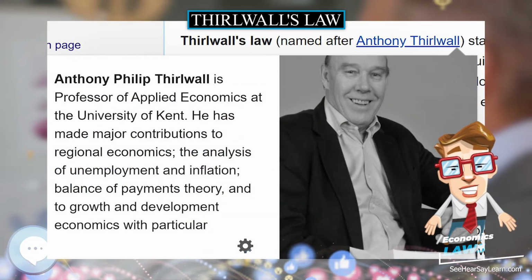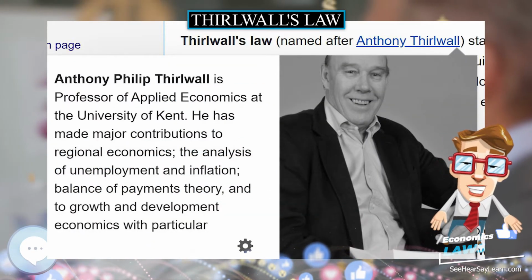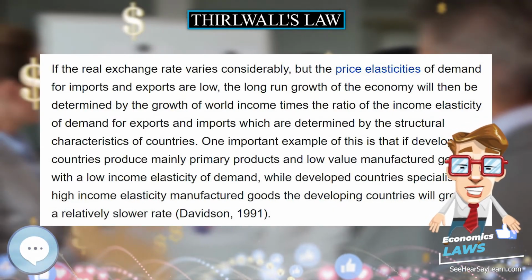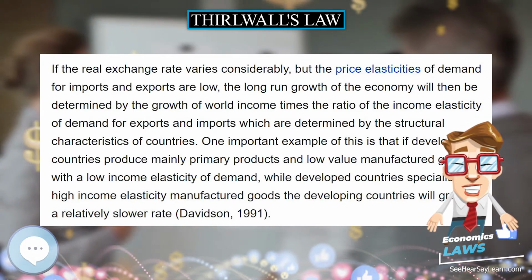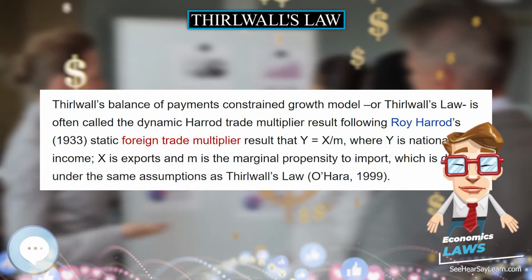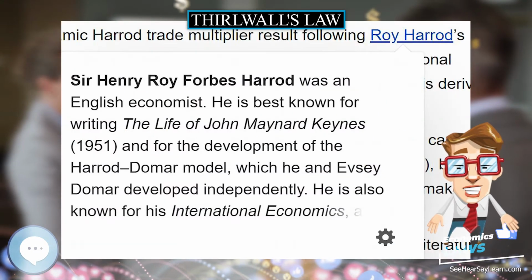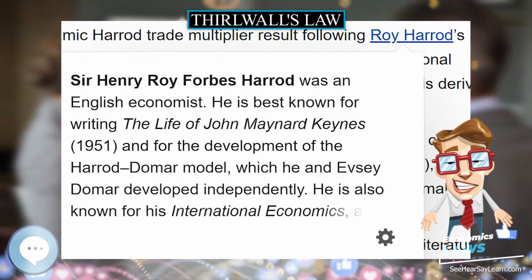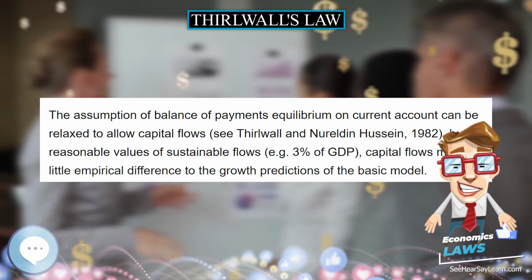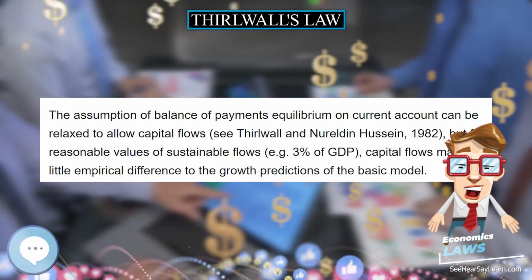O'Hara, 1999. The assumption of balance of payments equilibrium on current account can be relaxed to allow capital flows. See Thirlwall and Nureldin Hussain, 1982. But for reasonable values of sustainable flows, for example 3% of GDP, capital flows make little empirical difference to the growth predictions of the basic model.